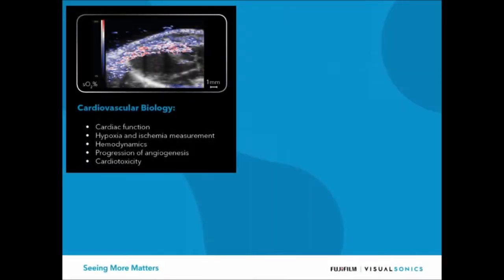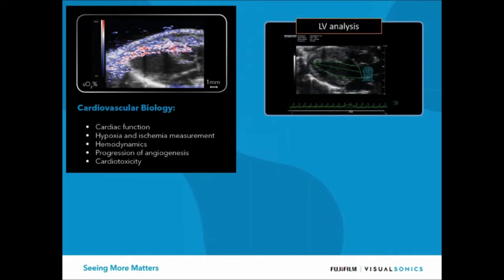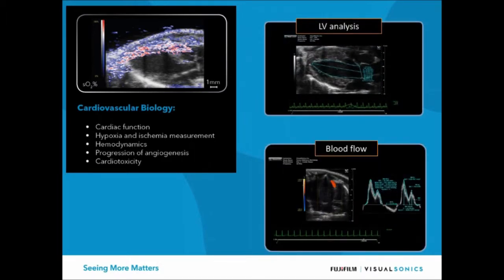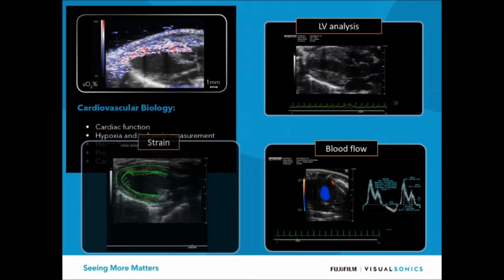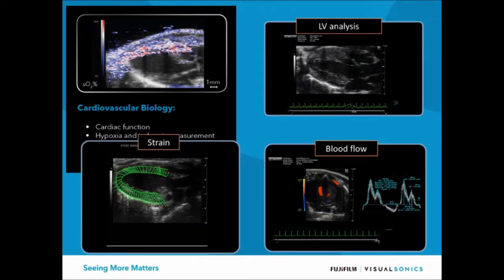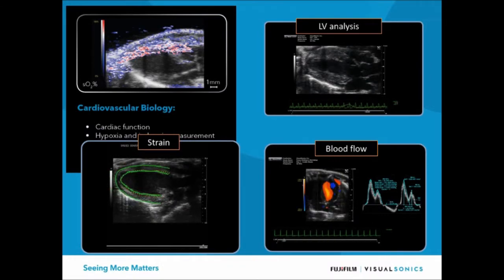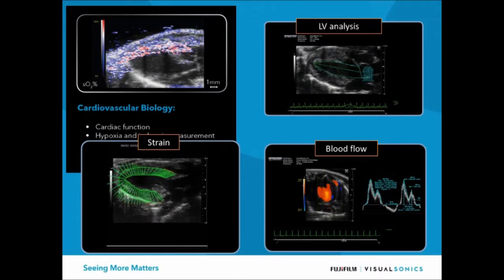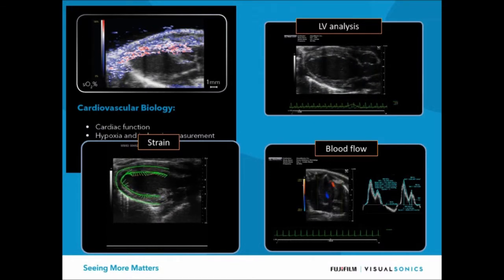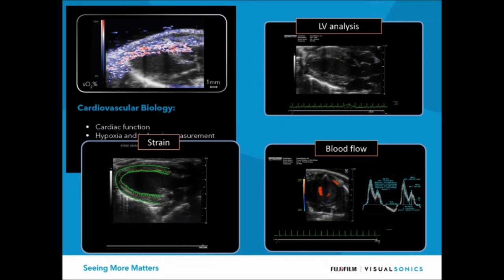The last application I'm going to talk about is cardiovascular biology, and those of you who are familiar with VisualSonics will know that we've been doing this for years and years. So everything from LV analysis for cardiac output, ejection fraction, fractional shortening, those kind of cardiac measurements, looking at blood flow through the mitral valve, tricuspid valve, looking at blood velocities, and then going as far as looking at strain, both in the heart and in blood vessels. So we have a very, very strong offering when it comes to cardiovascular biology.